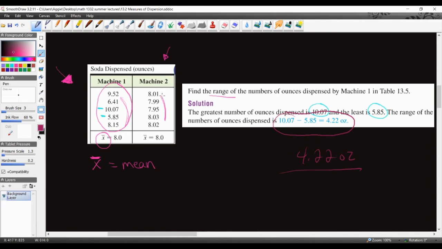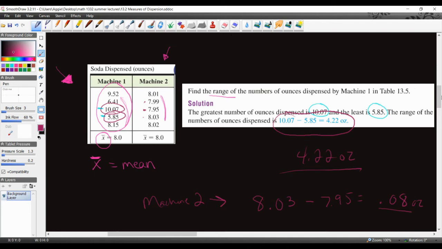If I asked you to find the range of machine two, you would do the same thing. For machine two, the biggest one looks like 8.03, minus the smallest one, which is 7.95 actually. You would just subtract, and this would be 0.08 ounces. You can see that the range is a lot bigger for machine one than it is for machine two. What could that tell us? That could tell us that machine two is more consistent. While you might get a cup that has a lot, you might also get one that has way less. So these are things to consider when deciding which machine you'd rather get your soda dispensed from.